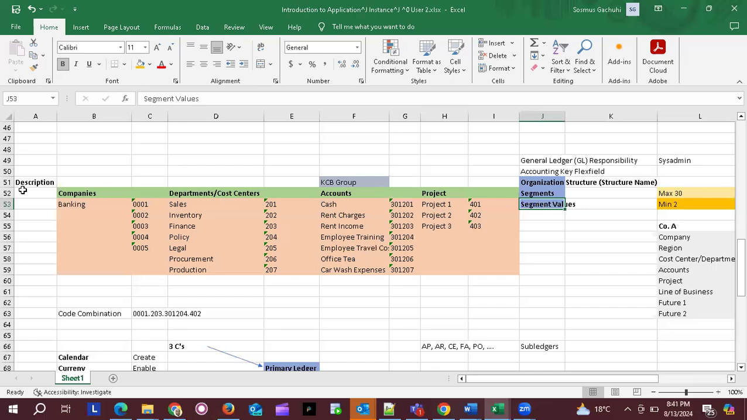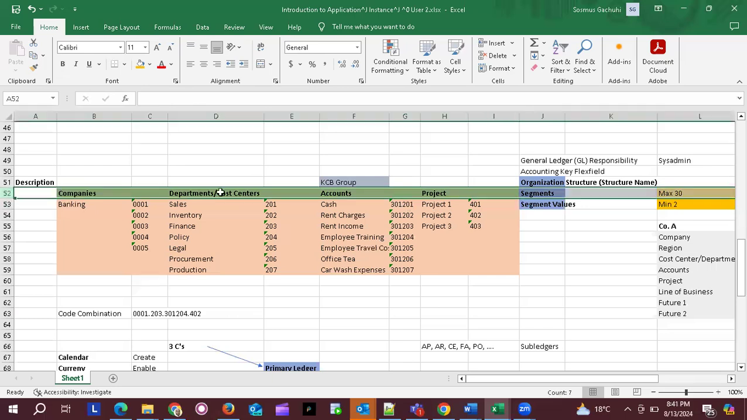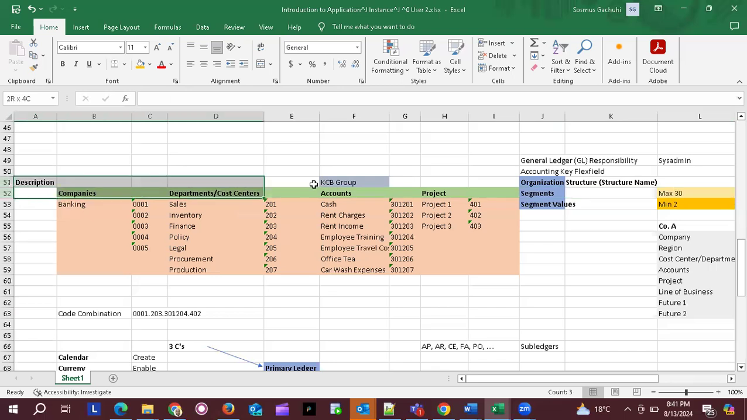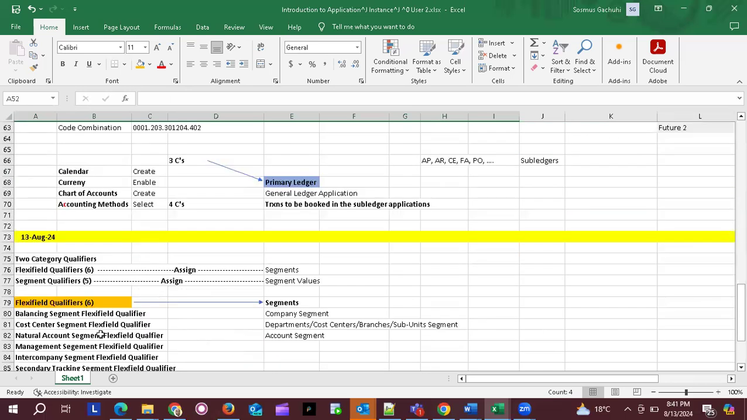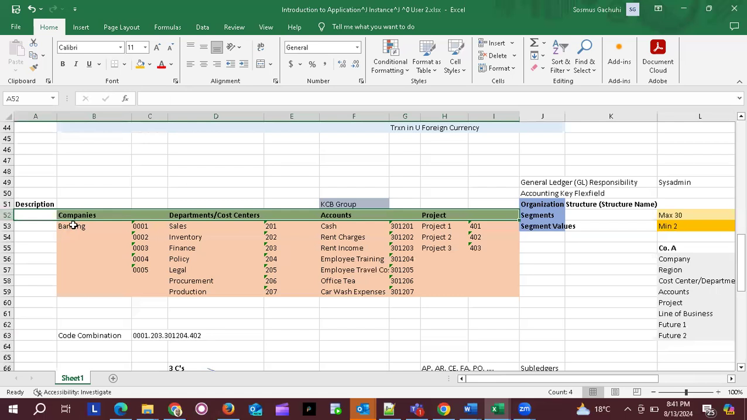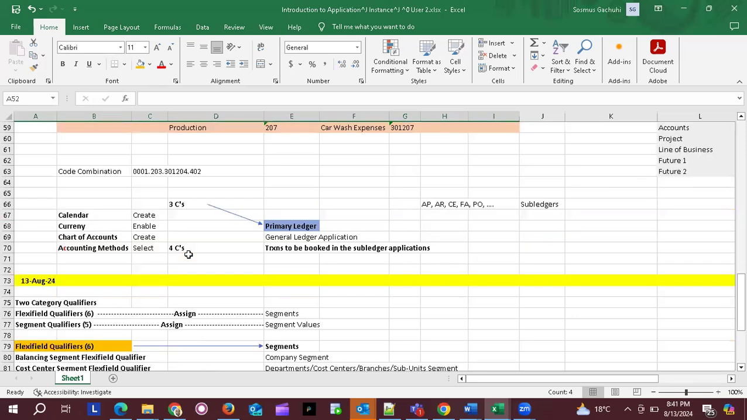So we are discussing segments, this level, okay? We are discussing this level. And on this level, that's where we are assigning these different Flexfield qualifiers. So the moment we assign those qualifiers to this level of segment, we give the segment the qualities of the qualifier that we have assigned.